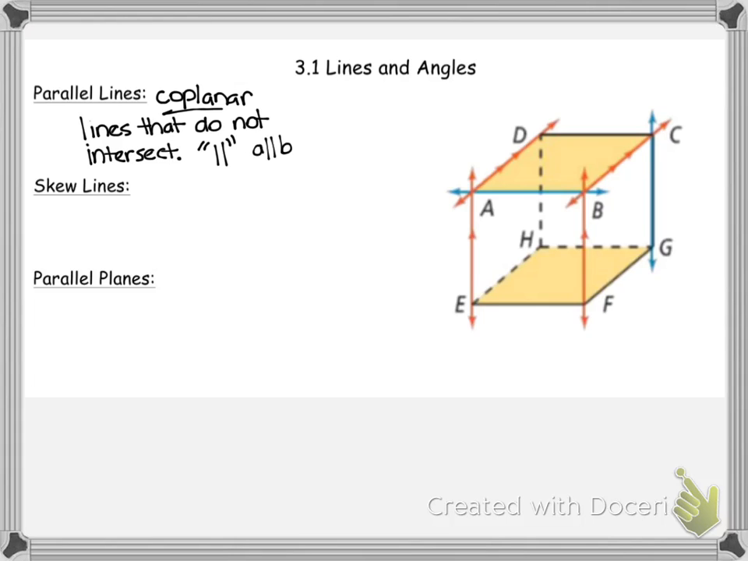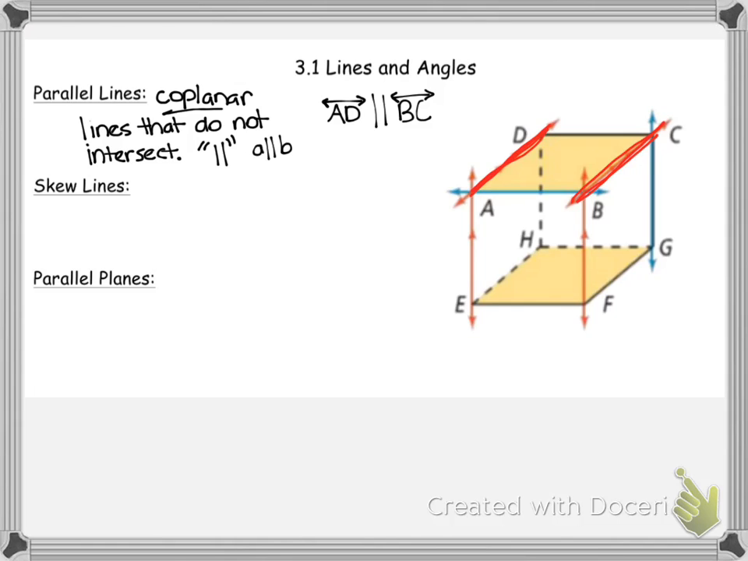So let's look at the line, first of all, AD. What line would AD be parallel to in this picture? Well, we need a line that is coplanar and does not intersect AD. So that would be BC. They are both on that yellow plane and they don't touch. So we could say AD is parallel to BC.